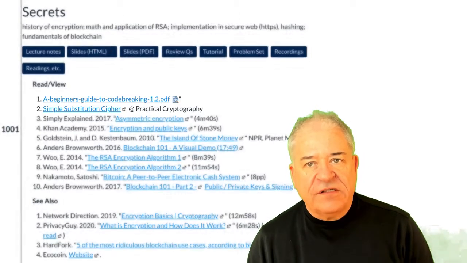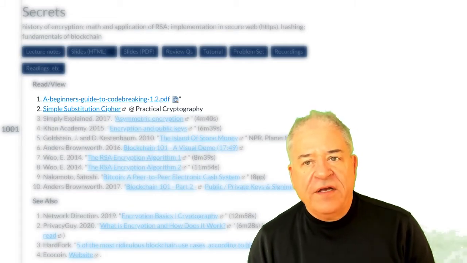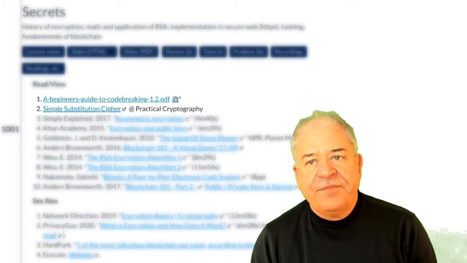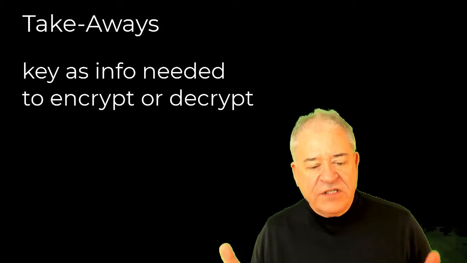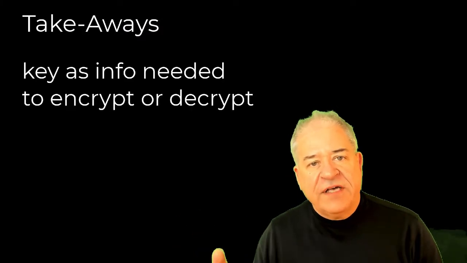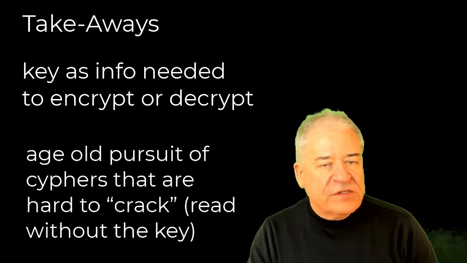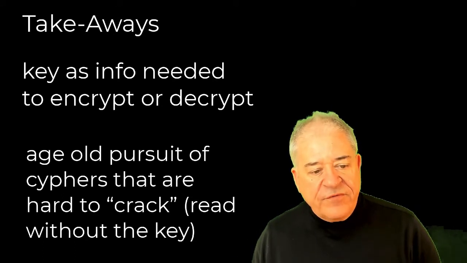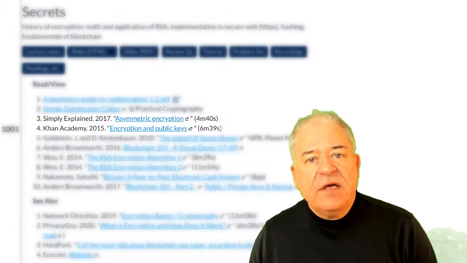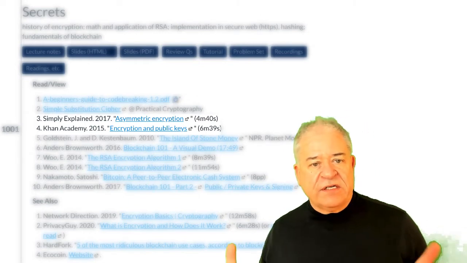We'll barely scratch the surface in two pieces, one called A Beginner's Guide to Code Breaking and another about simple substitution ciphers. The things to take away from these two pieces are the generic idea of a key as the information you need to decrypt a message, and the pursuit of methods that are difficult to crack by people who don't have a key. So next, after that, we'll learn the difference between symmetric and asymmetric ciphers.